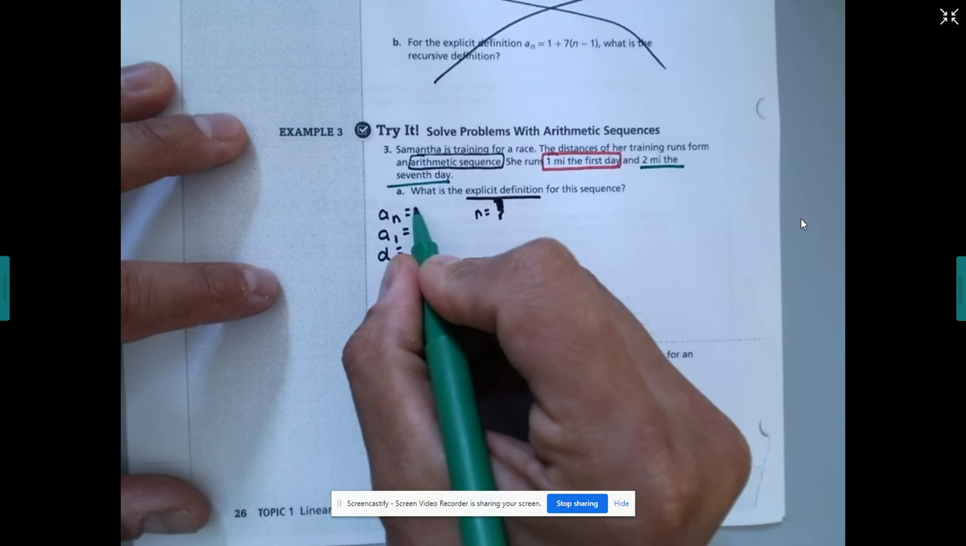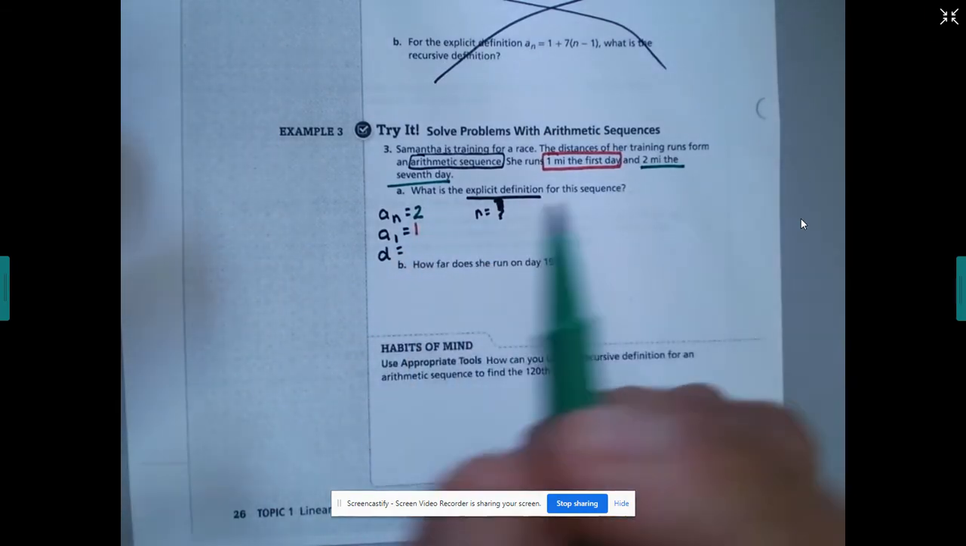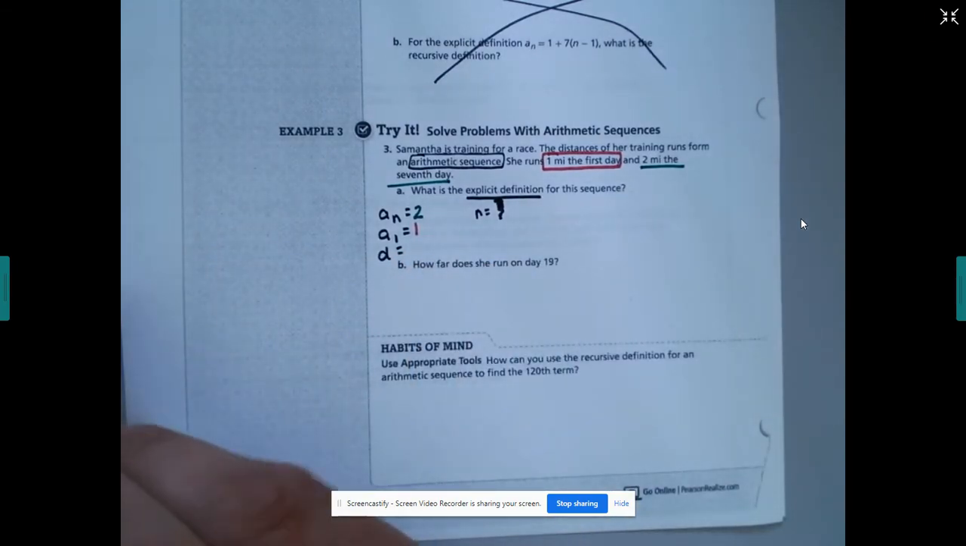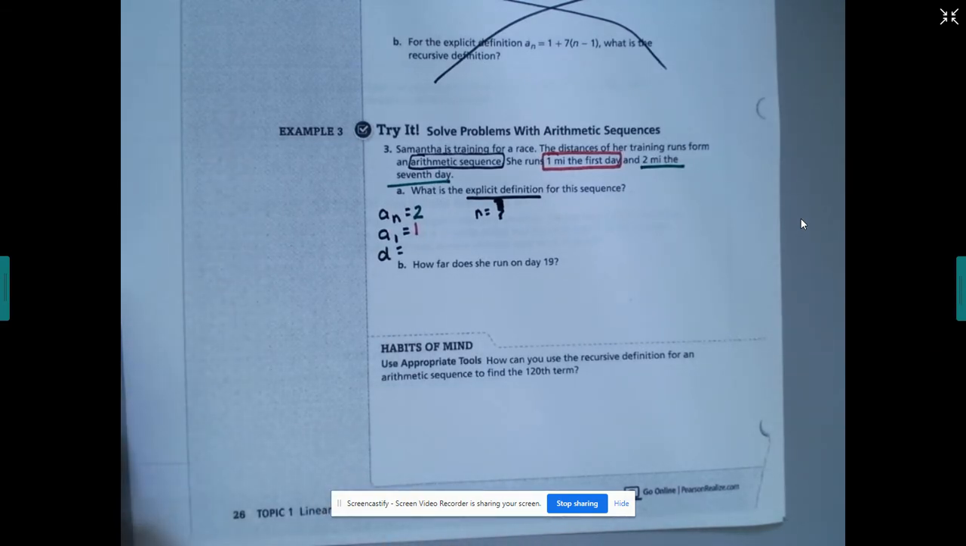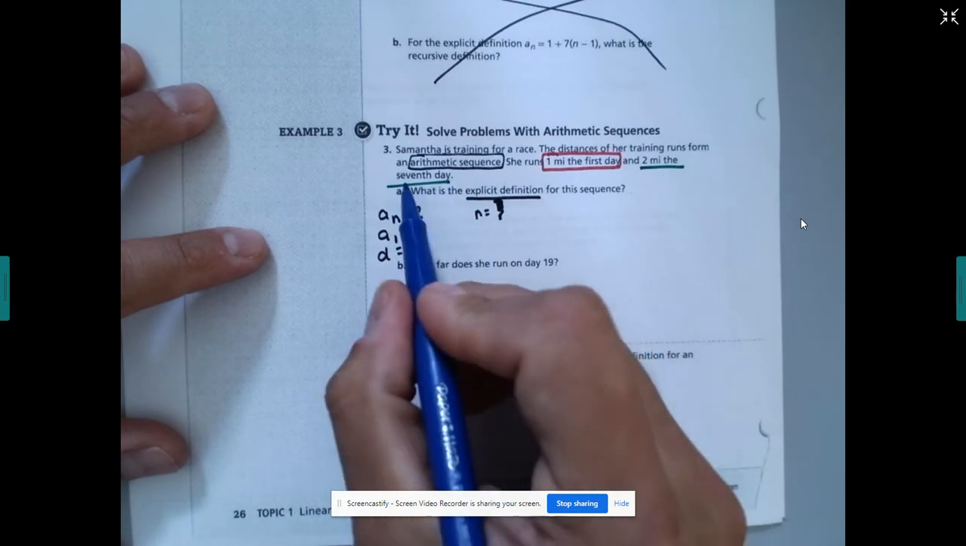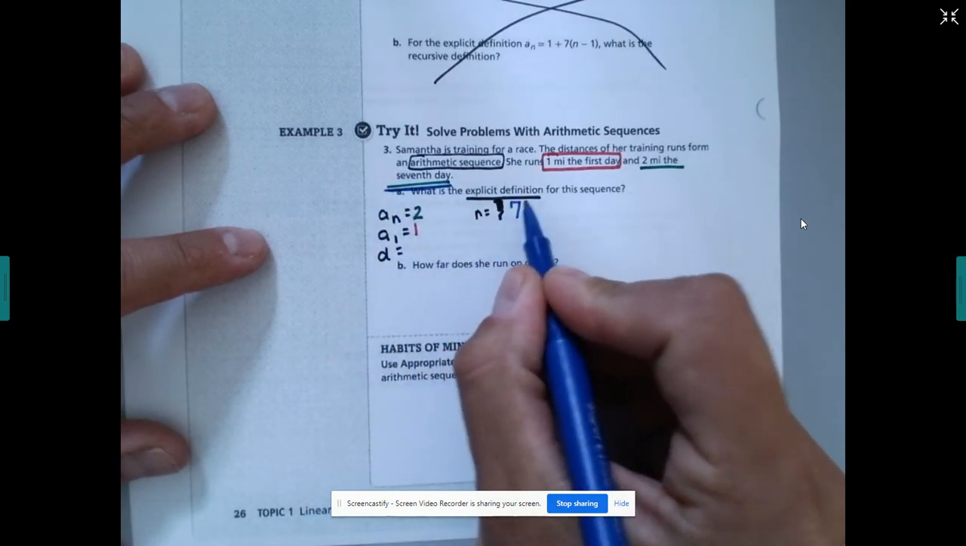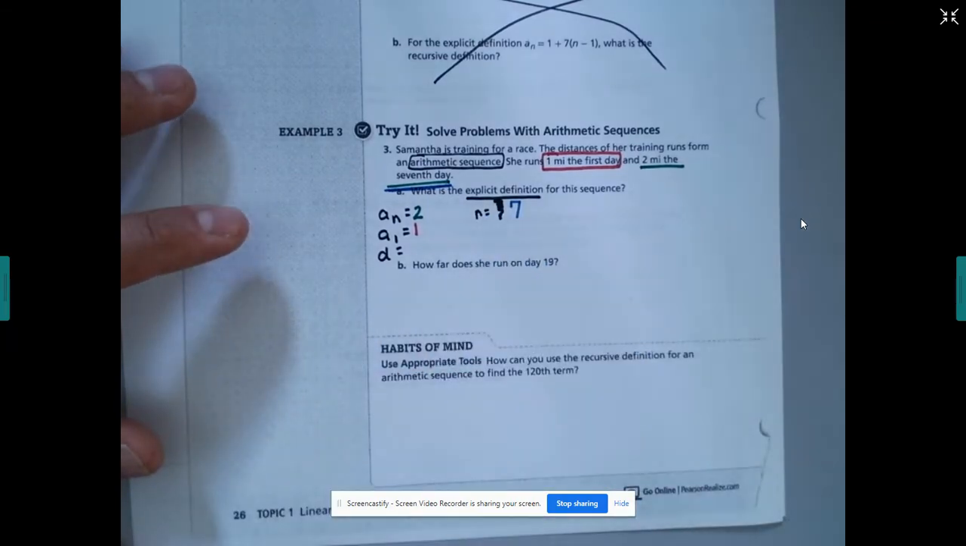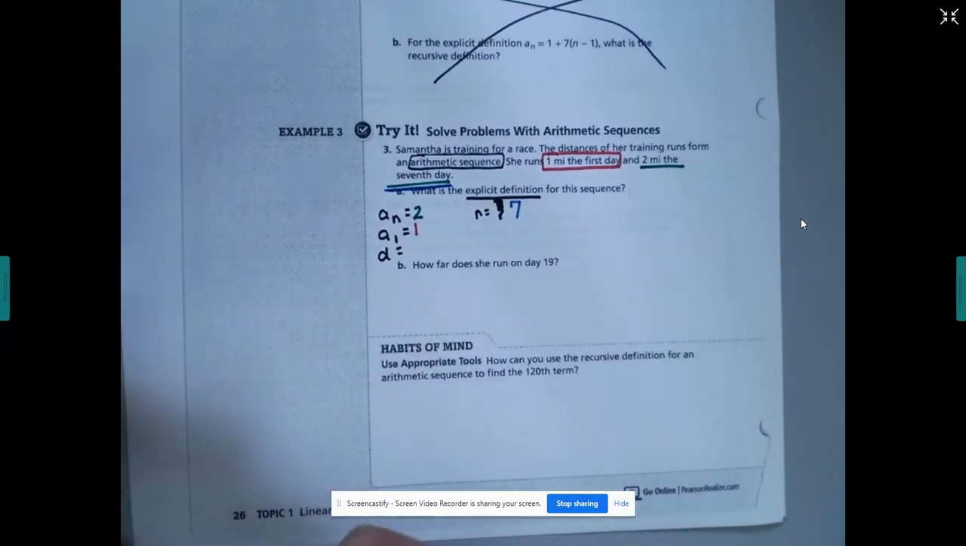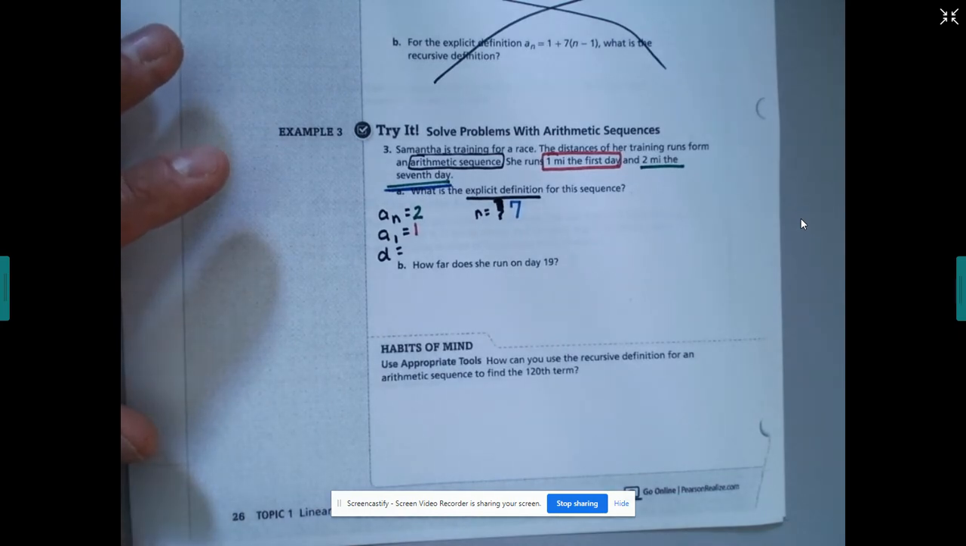So my last term in this pattern is 2, right? Because I don't know if she kept going or what. All I know is right now she ran at least 7 days. So that would be the number of days that she ran, and N would be 7 in this case. Okay, now what we don't know is what's her difference between all of those days.